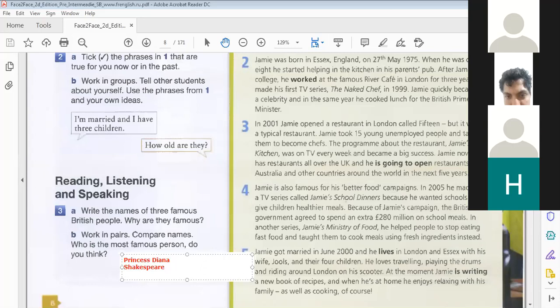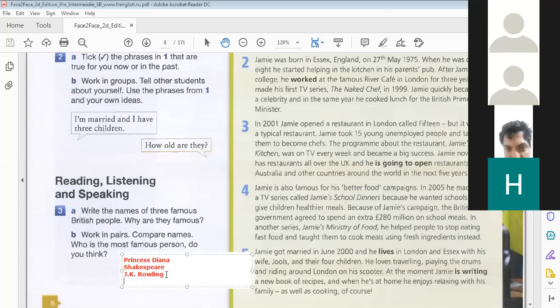I don't know. I think J.K. Rowling, I think. That's an excellent example. She's one of the richest. She's actually, I think, the richest woman now in Britain because of her books. Very, very famous British person. Great, Rabia.